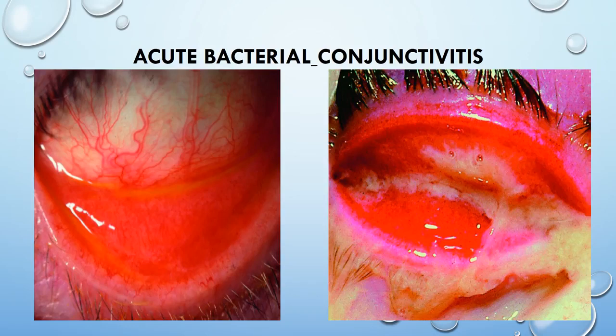Second, conjunctival injection that is diffuse, beefy red, and more intense away from the limbus. And we can notice that in our slide here. This is the sign of red, beefy color of the conjunctiva. The discharge can initially be watery, mimicking viral conjunctivitis, but rapidly become mucopurulent as seen in the second slide.